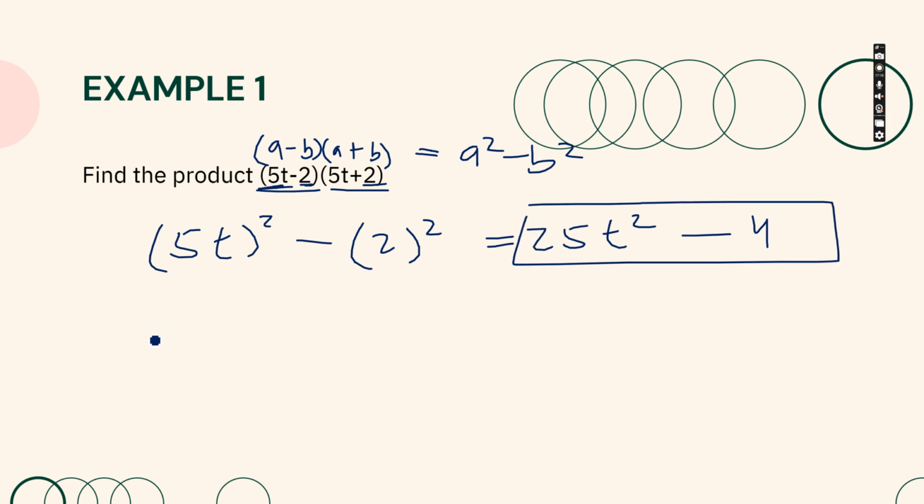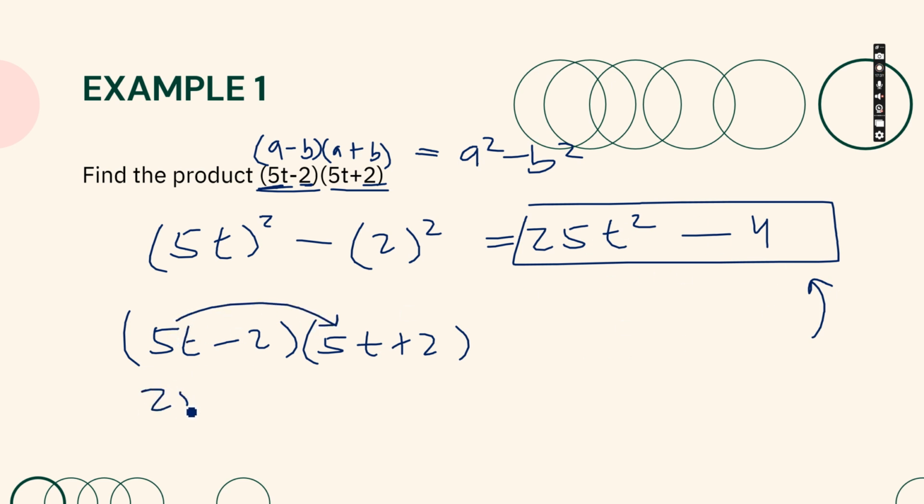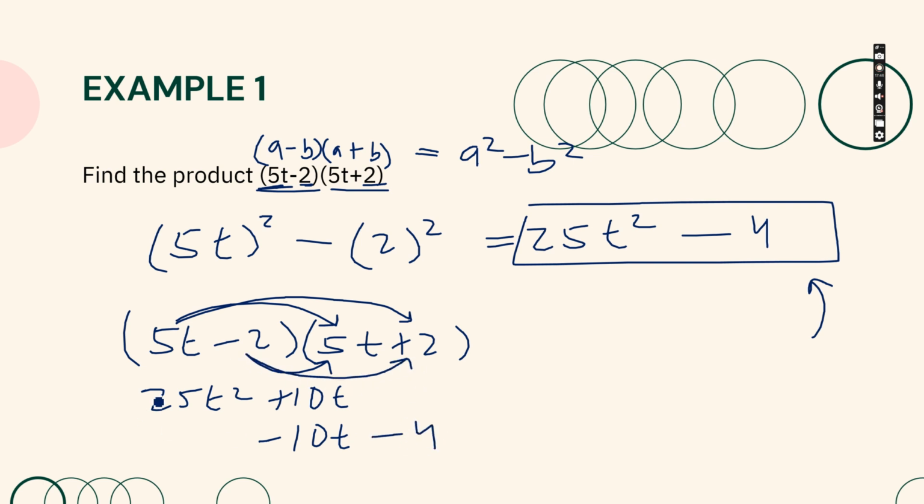Just to prove this though, real quick, we can also take the same product and use the FOIL pattern to solve, and we'll still see that we get the same answer like what we have up here. 5 times 5t gives you 25t squared. 5 times positive 2 gives you a positive 10. Negative 2 times 5 gives you a negative 10t.